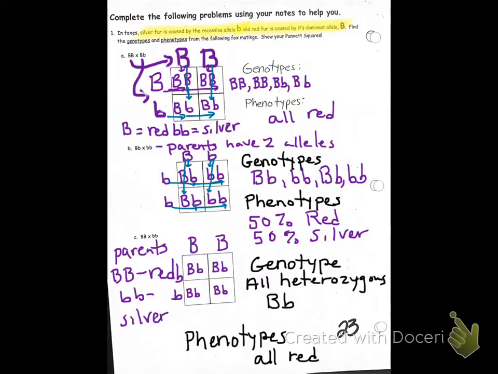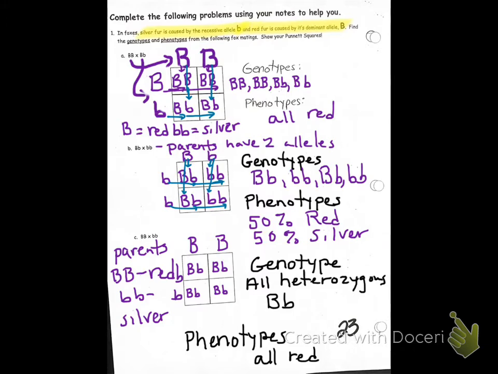So in foxes, silver fur is caused by the recessive allele lowercase b, and red fur is caused by its dominant allele, uppercase B. So whenever there's an uppercase B, in any combination, the fox is going to have red fur. These problems are going to ask you to find the genotypes and the phenotypes, the alleles and the characteristics, for these fox matings.